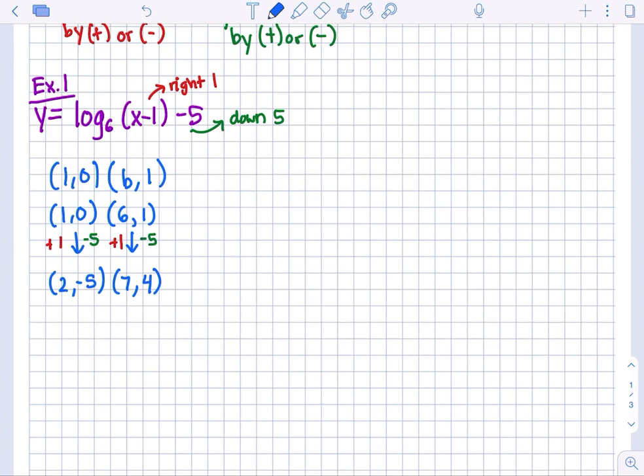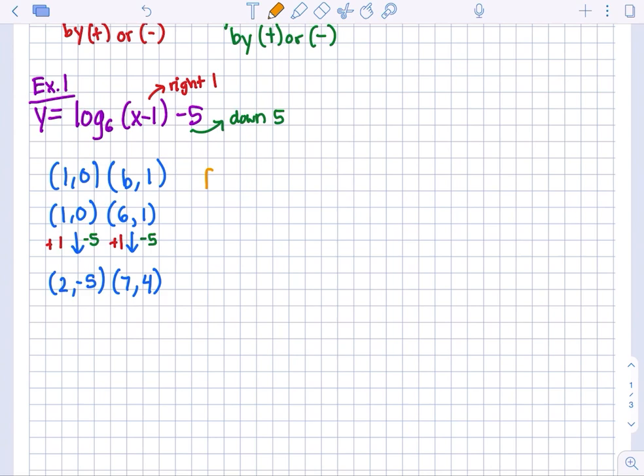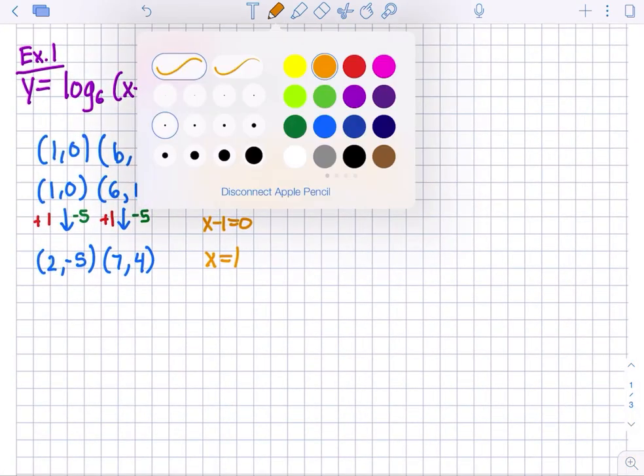Now remember, you also have to find your asymptote. To find the vertical asymptote, set the parentheses equal to 0. So on the inside we have x minus 1, so x minus 1 is equal to 0, which means the vertical asymptote is x is equal to 1. So this is essentially what we need. Now let's begin to graph.